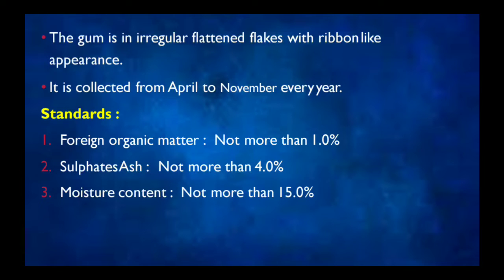The standard says that foreign organic matter should not be more than 1%, sulfated ash should not be more than 4% and the moisture content of the gum should not be more than 15%.